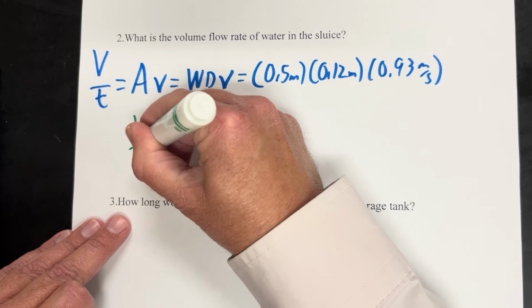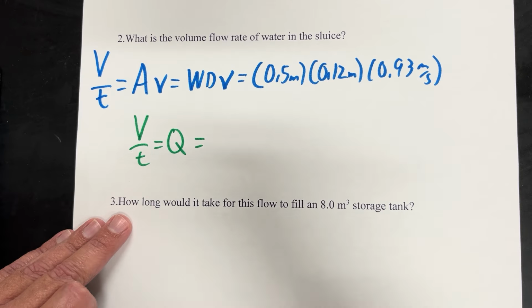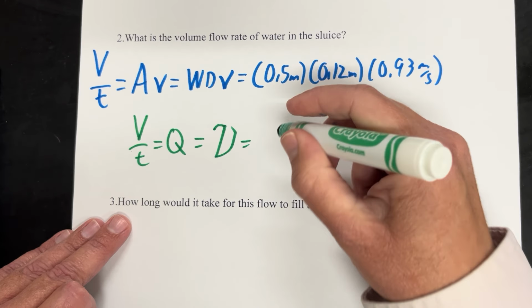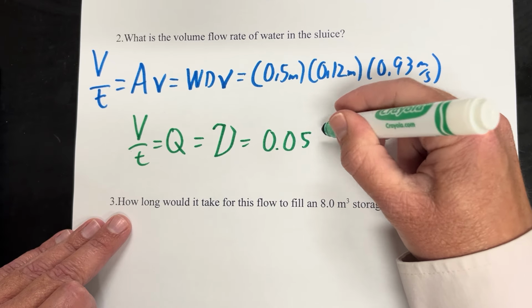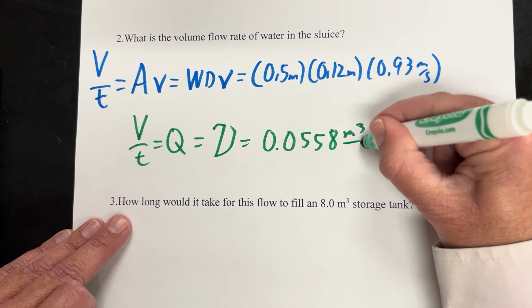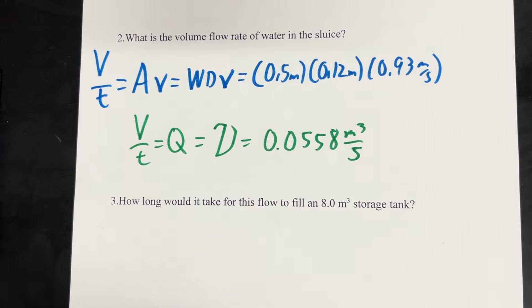By the way, you could write that as V over T. Sometimes you'll see it written as Q. Sometimes you'll see it written as this weird V like this. But let's just say the volume flow rate here is 0.0558 cubic meters per second, because it's meters cubed, and then the seconds left over.